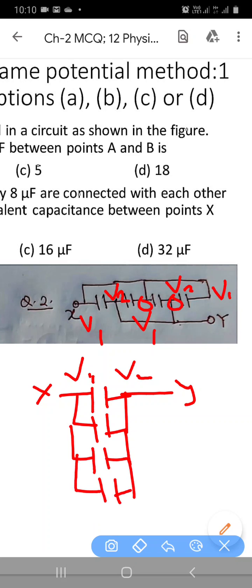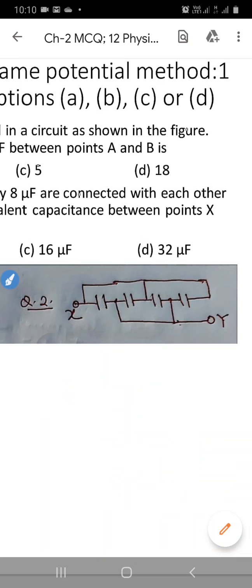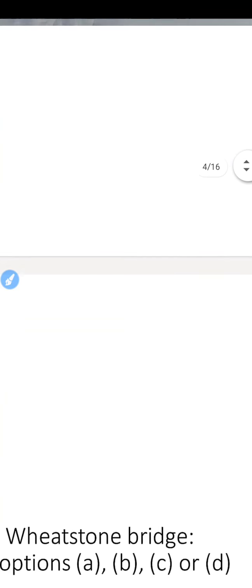Let all have capacitance C. So equivalent capacitance in parallel will be 4C, and the value of C is given as 8 microfarad. So 4 into 8, that will be equal to 32 microfarad. So for this one, option D is correct. Now moving to the next question.